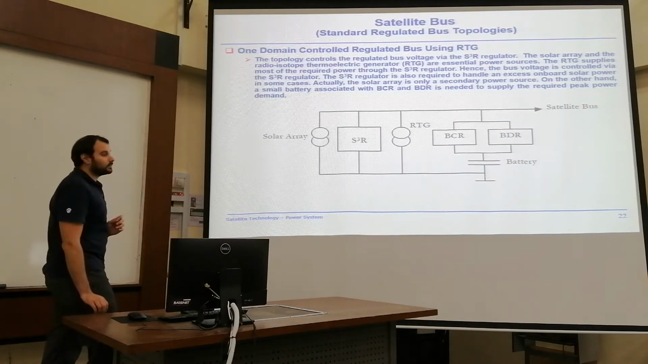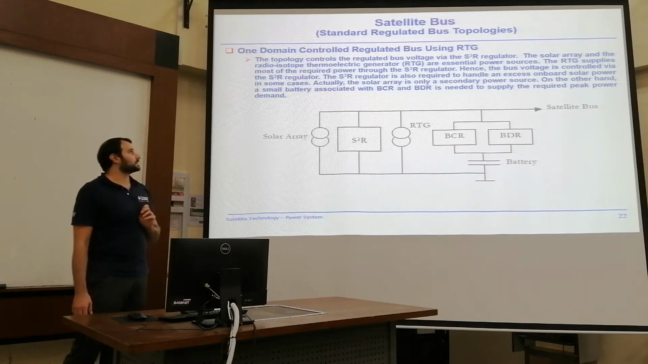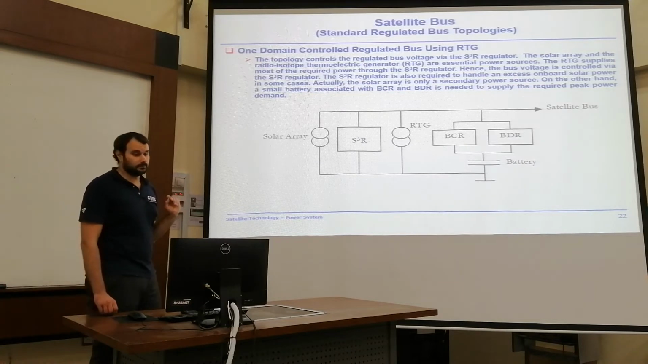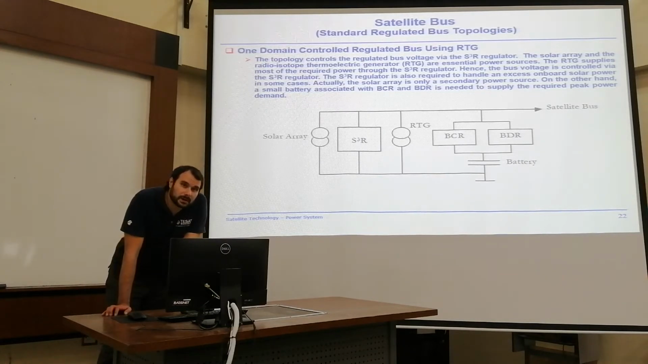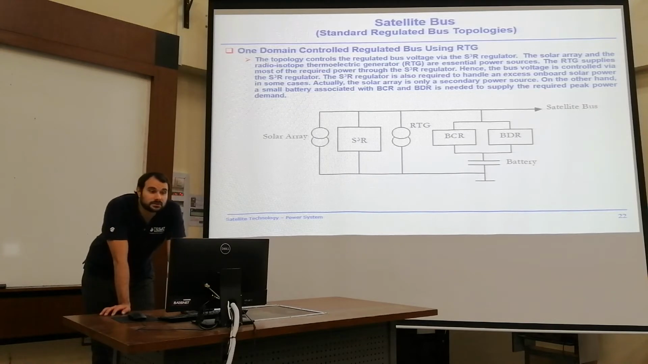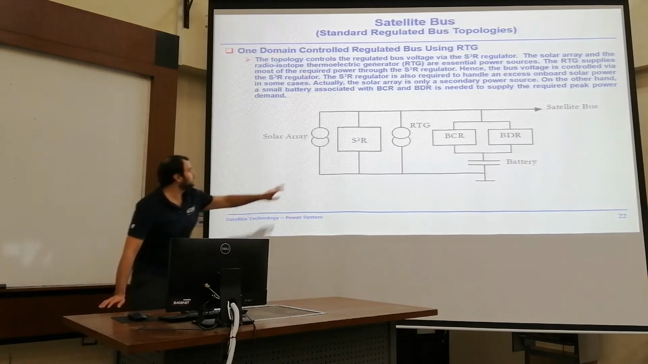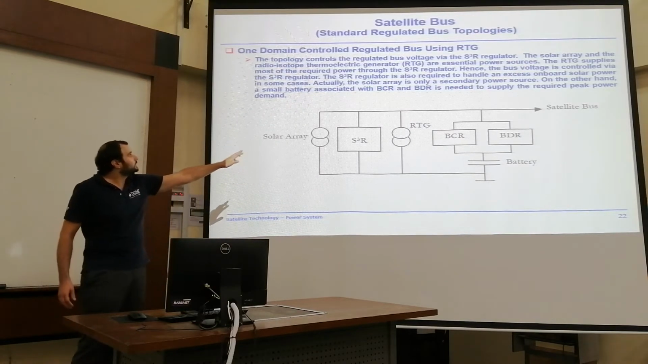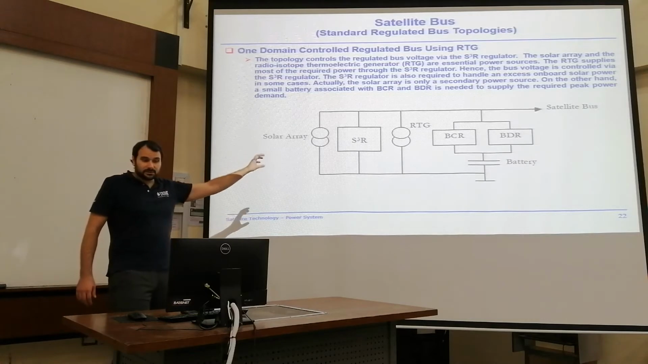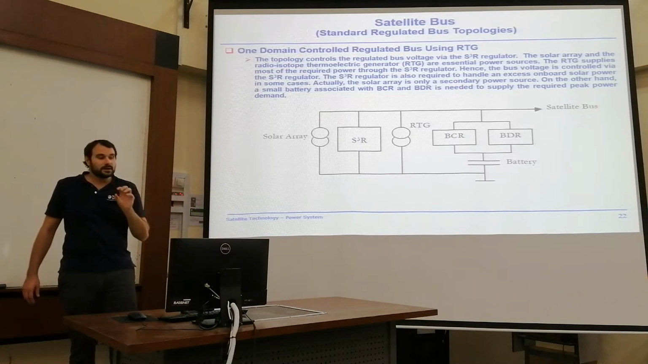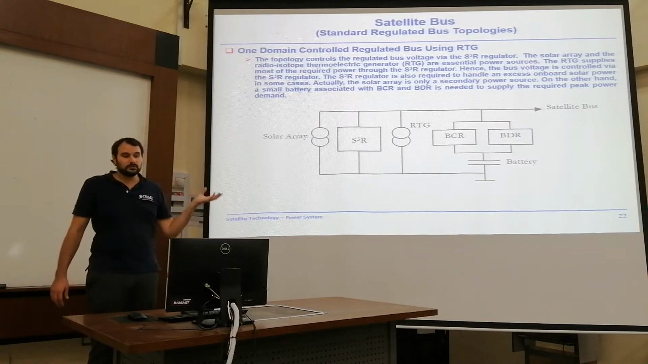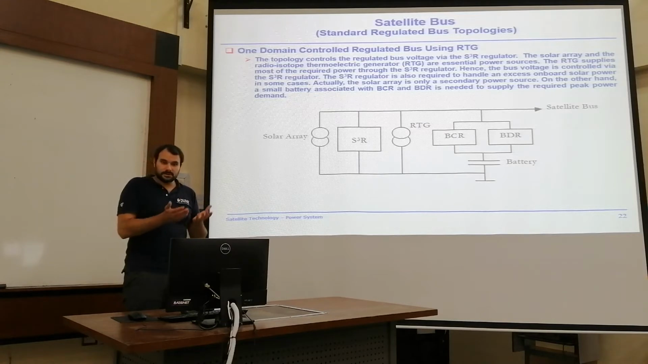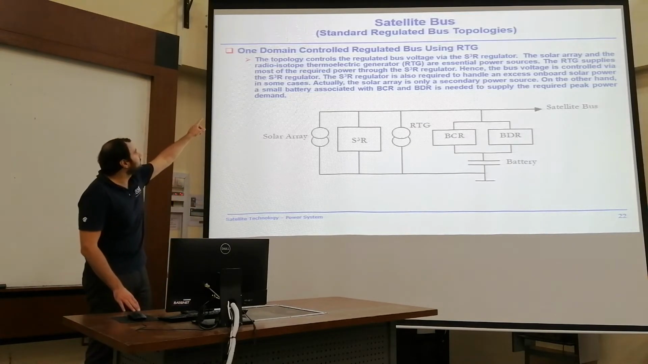Last but not least, we have the 1-domain controlled regulated bus, in this case with an RTG, the nuclear battery. This topology controls the regulated bus voltage via the SGR regulator. The solar array and the radioisotope thermoelectric generator, RTG, are essential power sources here. The RTG supplies most of the required power through the SGR regulator, and that means the bus voltage is controlled via the SGR regulator.